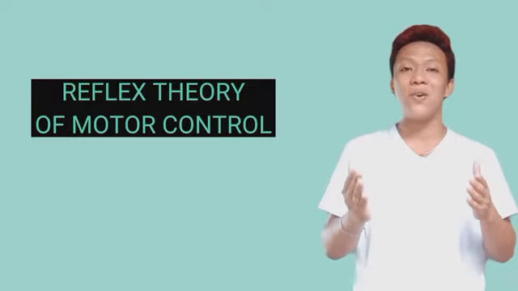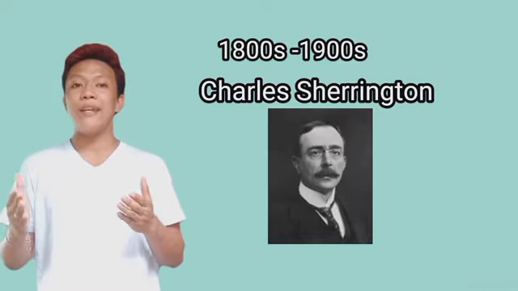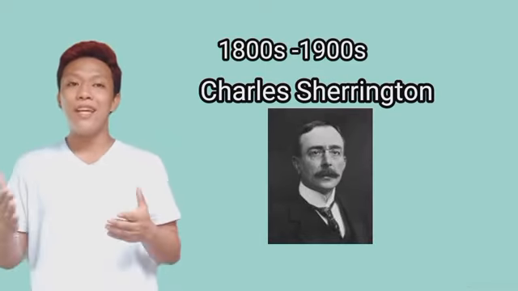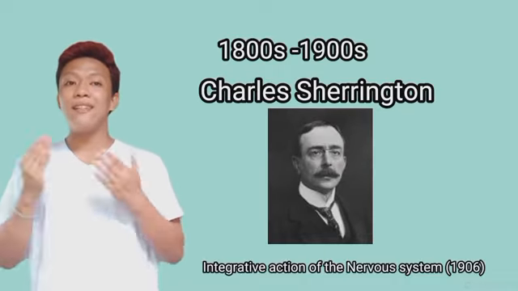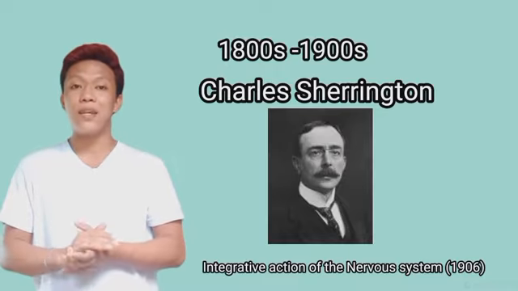For today's video, I am going to discuss the reflex theory of motor control. In the early 1880s and 1890s, Charles Sherrington proposed a concept which explained how movements take place in the human body. He initially explained it through his book, The Integrative Action of the Nervous System, in 1906.